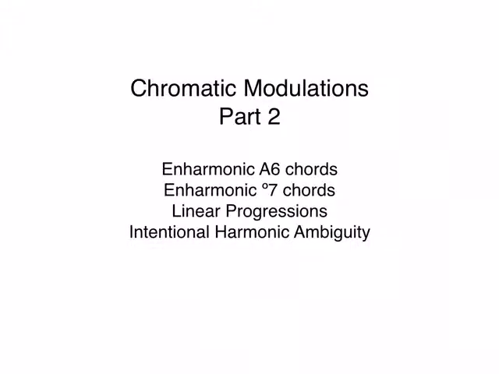Hi theory students. Today we're going to be finishing the chapter on chromatic modulations. We'll be looking at enharmonic respellings of the augmented sixth chord, enharmonic respellings of diminished seventh chords, linear progressions, and intentional harmonic ambiguity.